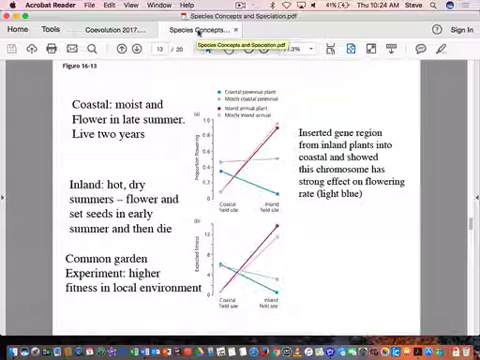So how would you test whether they've adapted to these unique environments to become phenotypically divergent? What you'd want to do is what's called a common garden experiment, where you put plants from each population into each environment and see how they do. So what do you think? Who's going to do best in the coastal field site?